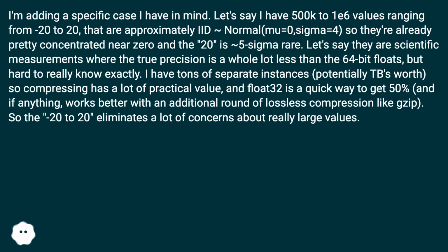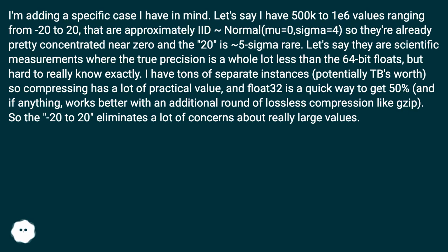I'm adding a specific case I have in mind. Let's say I have 500k to 1 times 10 to the power of 6 values ranging from -20 to 20, that are approximately normal, mu equals 0, sigma equals 4, so they're already pretty concentrated near 0 and the 20 is 5 sigma rare. Let's say they are scientific measurements where the true precision is a whole lot less than the 64-bit floats. But hard to really know exactly.